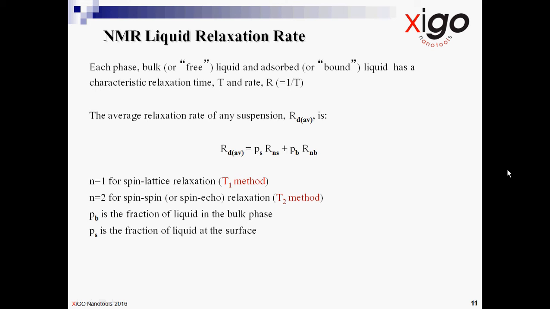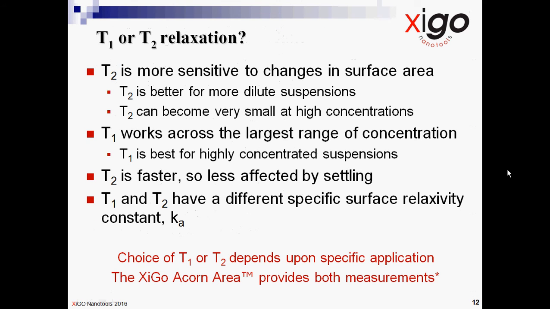For those familiar with NMR, we can utilize either the T1 spin lattice or T2 spin echo measurement of relaxation time to determine the average relaxation rate constant. Either T1 relaxation or T2 relaxation can be used. The XiGo Acorn Area device provides both measurements.